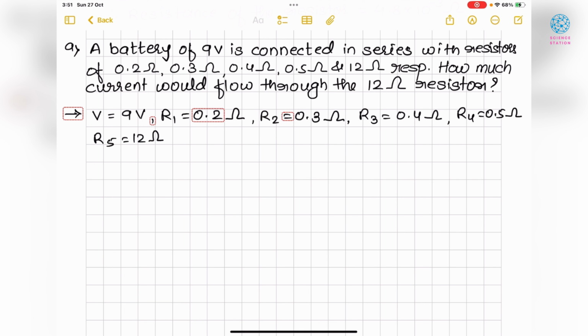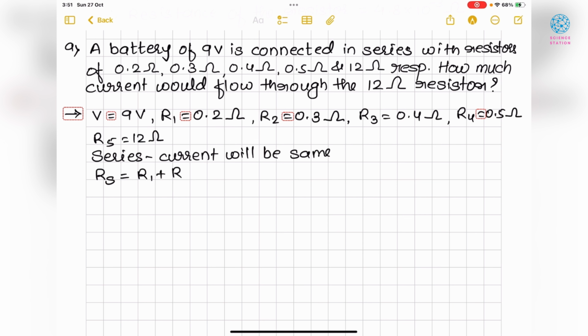Now they are connected in series. So in series, current is always the same. Rs will be equal to R1 plus R2 plus R3 plus R4 plus R5 and so on. So here 5 resistances are there. So 0.2 plus 0.3 plus 0.4 plus 0.5 plus 12. So that comes to 13.4 ohm.